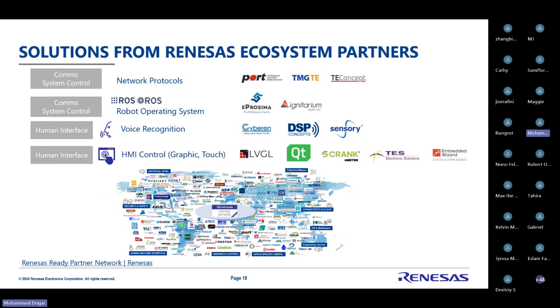It's all about having these different building blocks. So let's say on the communication side of things, there are multiple different protocols that can be used, right? We are working with partners like Port, TMG, or TE Concept to help them implement maybe IO-Link or TSN or other types of protocol support, right? We do provide a proof of concept for ROS, the Robot Operating System, and again we have some partners in this area who can help the customers implement this in the end application.